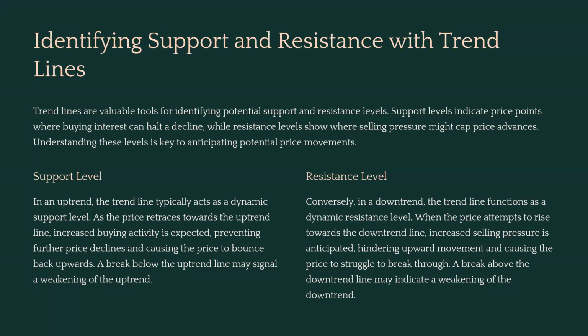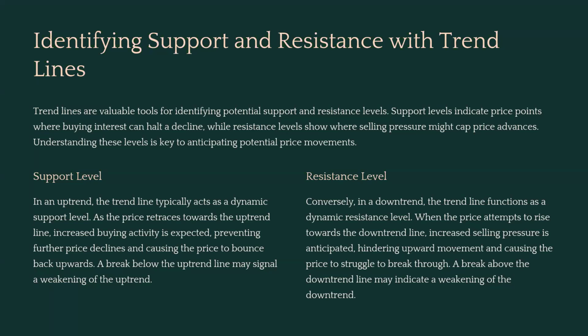Let us proceed with the resistance level. So what does the resistance level show? In a downtrend, the trend line functions as a dynamic resistance level. When the price attempts to rise towards the downtrend line, increased selling pressure is anticipated, hindering upward movement and causing the price to fall back. A breakthrough above the trend line may also indicate a weakening of the downtrend.